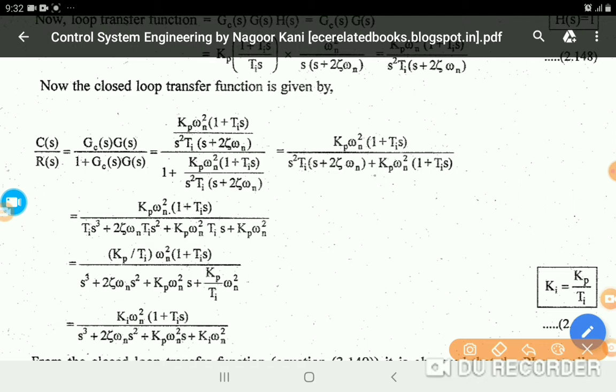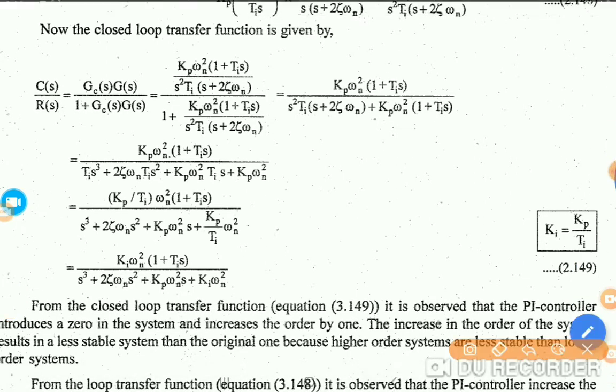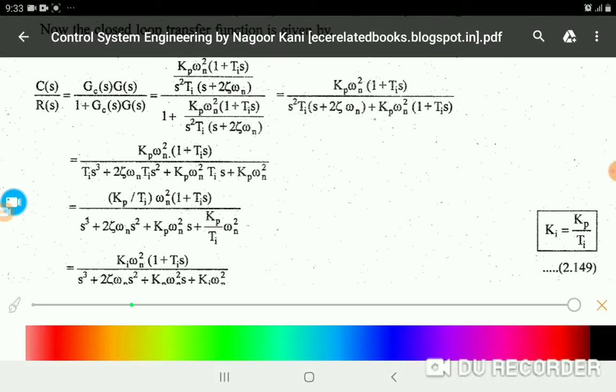Then in the next step, s square Ti, multiply the same. So here it becomes s cube Ti. S cube Ti. Here 2 tau omega n s square Ti, 2 tau omega n Ti s square. Then multiply here Kp omega n square, then Kp omega n square into Ti s, simply multiplication. Then how to simplify further? That's an easy one. The thing is you have to understand clearly.